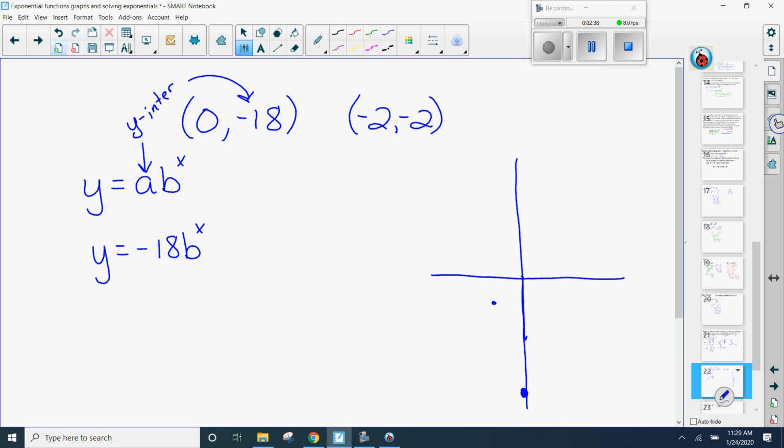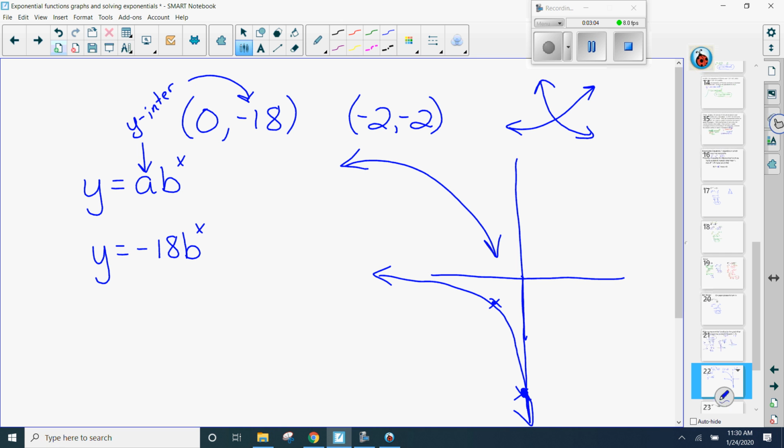So what's your graph going to do? How's it going to curve? How can I connect this point right here and this point right here? There you go. Jackson's got it. It's going to do something that looks like that right there. It's going to curve downward like this. How do I know instead of exponential growth or exponential decay? Why am I all of a sudden getting it flipped over the x-axis?